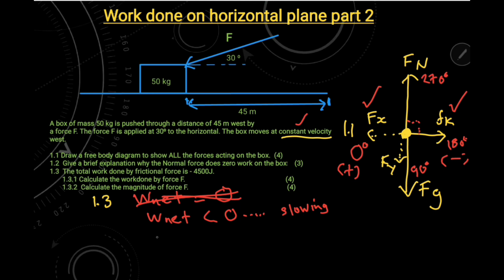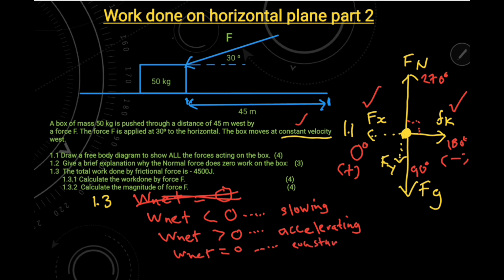If the net work is positive, then the object will be accelerating. So it's increasing speed, it's gaining kinetic energy. If the net work is 0, then in this case, the object moves at a constant velocity. So as we go with our mechanics, we need to be aware of these ideas.